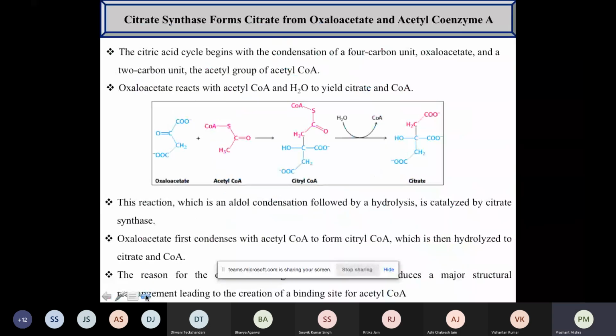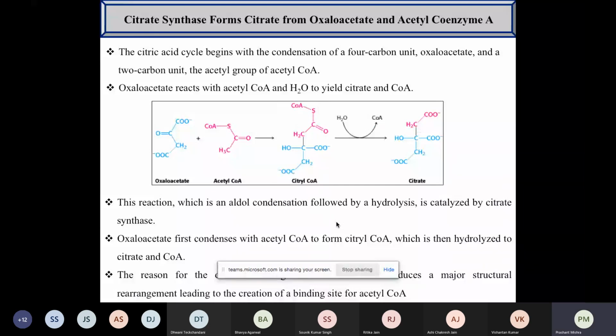Now let us see the first reaction of this pathway. Here you have oxaloacetate and acetyl-CoA, which form citryl-CoA, and then citryl-CoA is the intermediate and forms citrate. Now I have a question. Why is this enzyme, citrate synthase, not cleaving coenzyme A from acetyl-CoA when it is cleaving the coenzyme from citryl-CoA? Both are more or less similar molecules. The ultimate function is removing coenzyme A from the molecule. So why is it not happening?